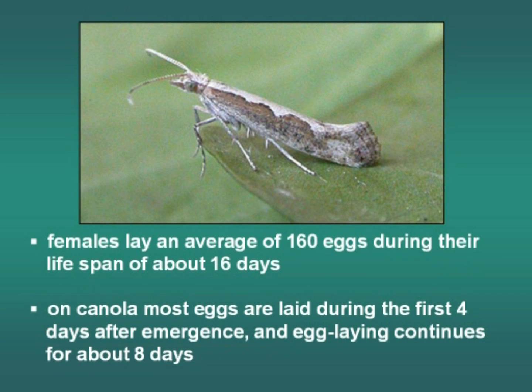In the course of her lifetime, which can last about 16 days or so, the female can lay about 160 eggs. On canola, we found in our work that most of the eggs are laid in the first 4 days after emergence, and then after 8 days, very, very few eggs remain to be laid.